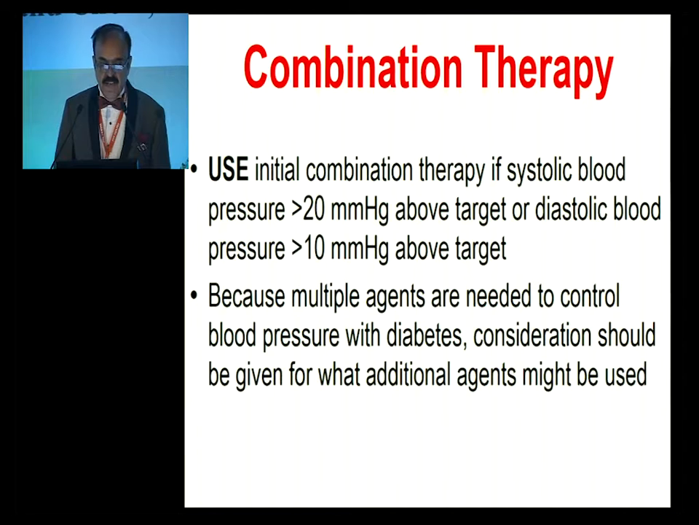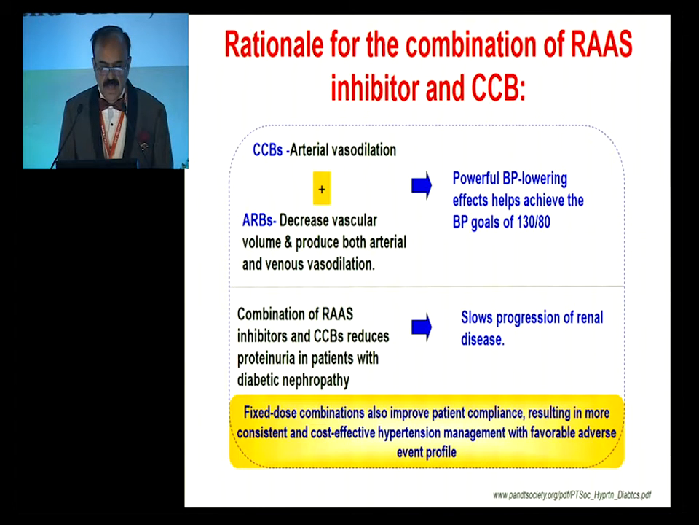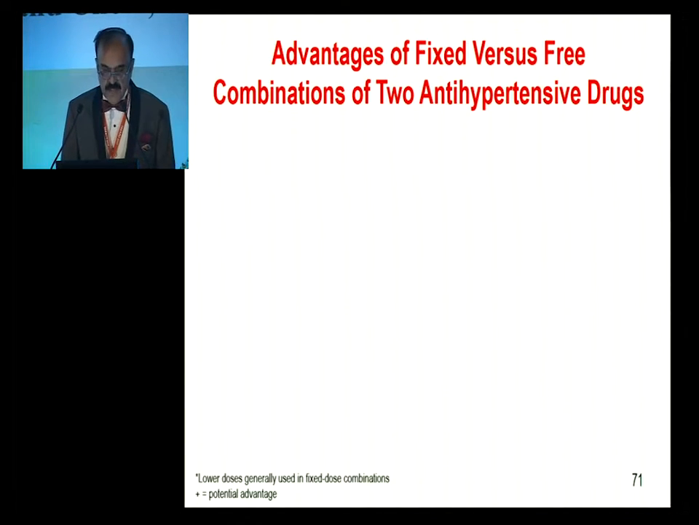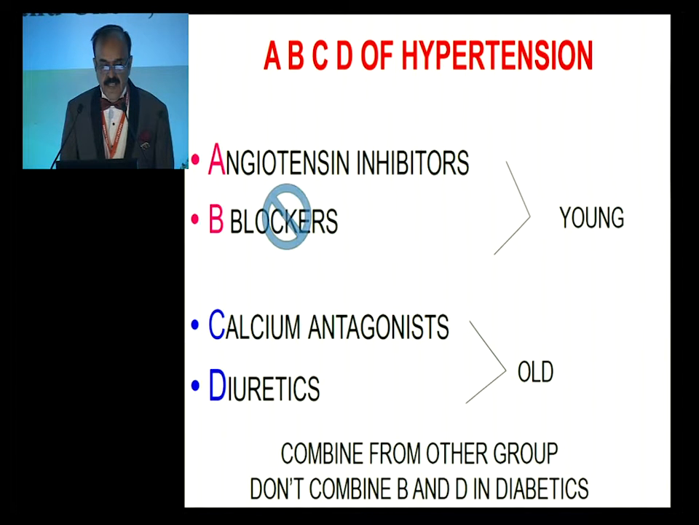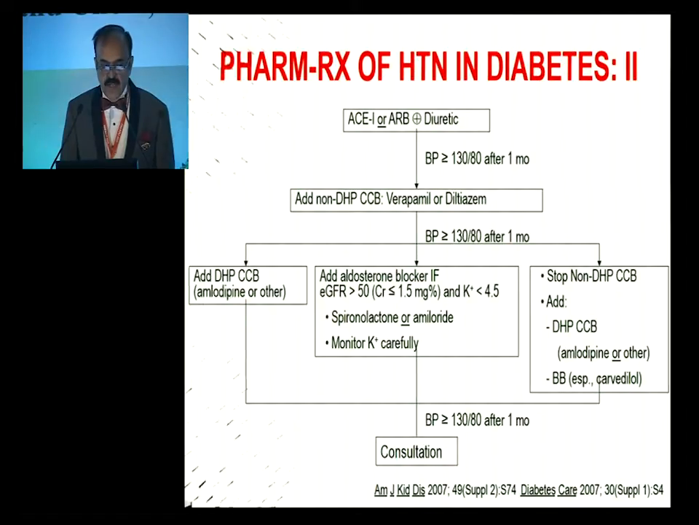Combination therapy is advisable if the systolic BP is more than 20 and diastolic is more than 10 above target. CCBs produce arteriovenous dilatation, ARBs produce decreased vascular volume and produce both arterial and venous dilatation. Combination is always good. There is the advantage of fixed doses, and in the ABCD approach, you should not use beta blockers and diuretics together in diabetics, and this is the algorithm.